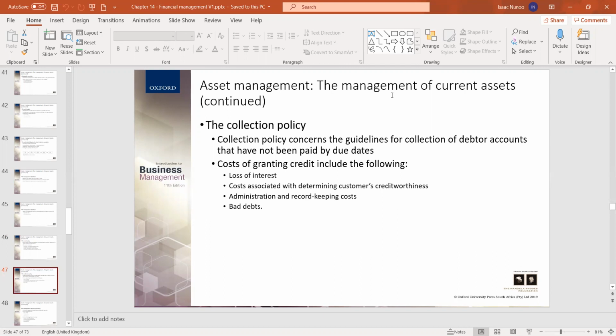Then administration and record keeping is how you keep records of all these things, because there should be a particular unit that will tell the person's credit viability, whether the person has good standards in terms of payment and tracking. Then we can also talk about bad debt, that is, a loan that is not paid.